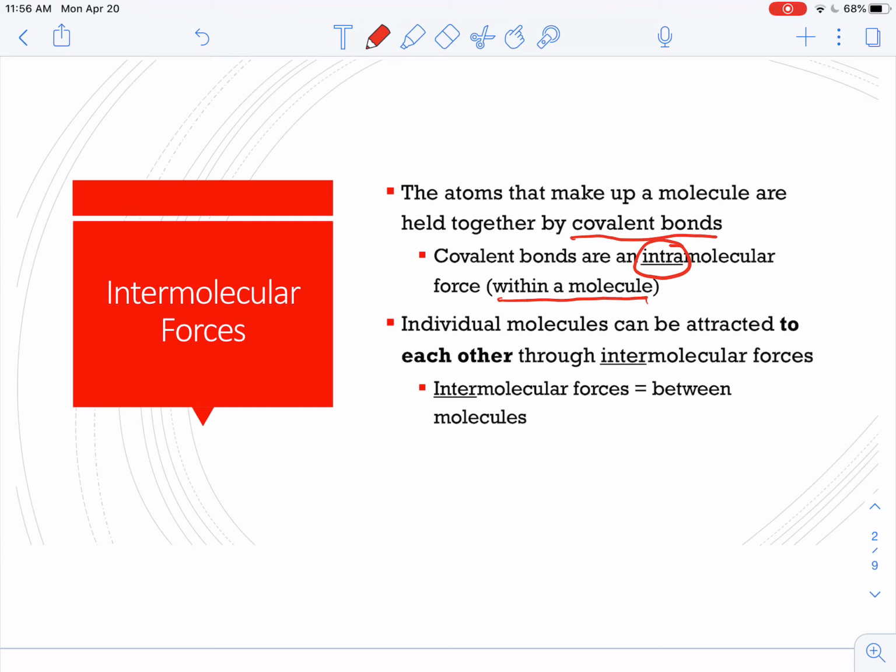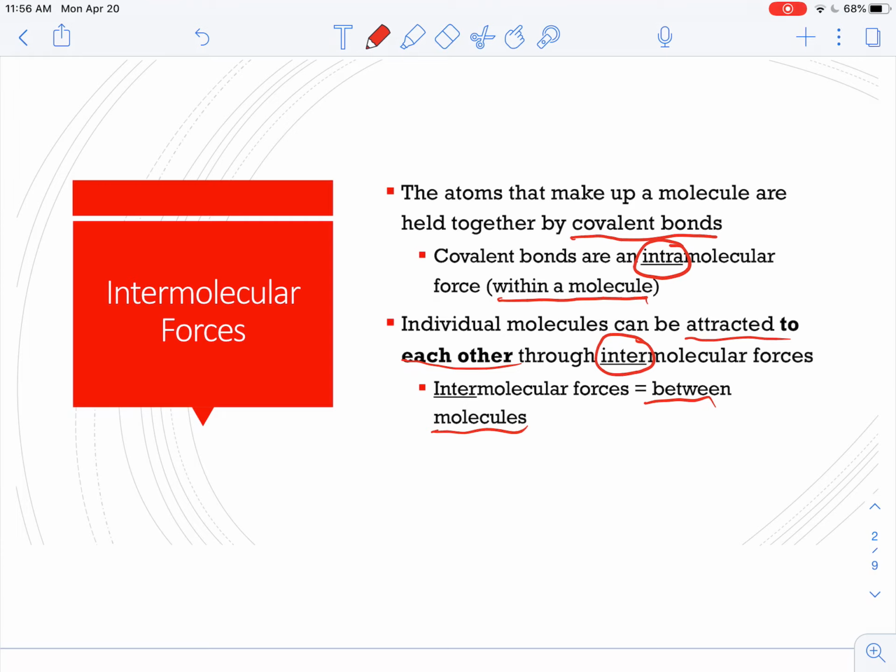But we also have an additional type of force we're going to call intermolecular forces. When we're looking at groupings of molecules as a whole, these individual molecules can also be attracted to each other through what we're going to call intermolecular forces. That prefix inter is going to refer to between molecules.